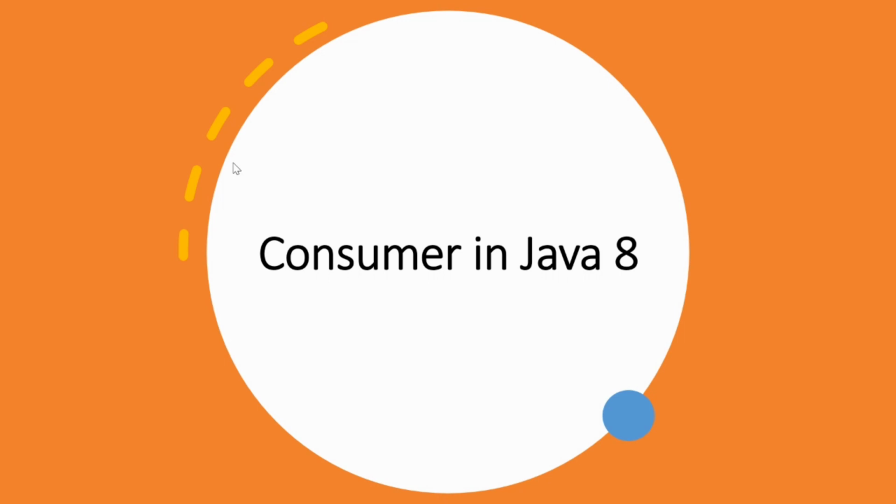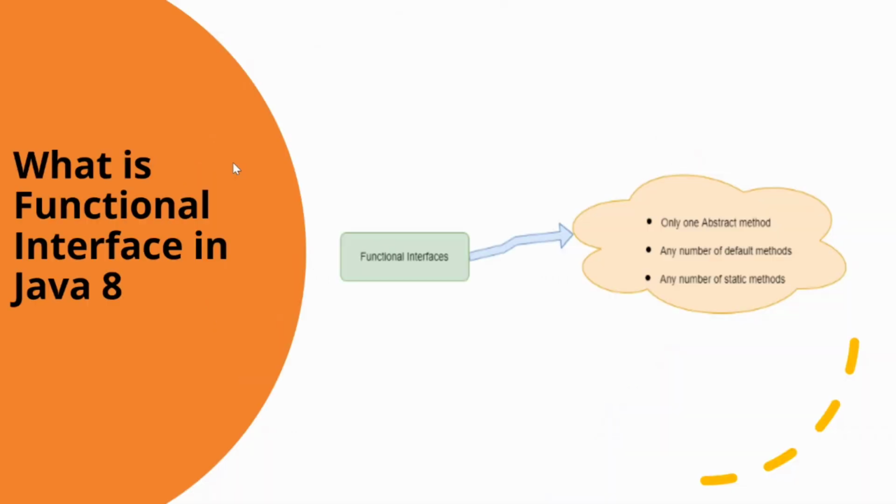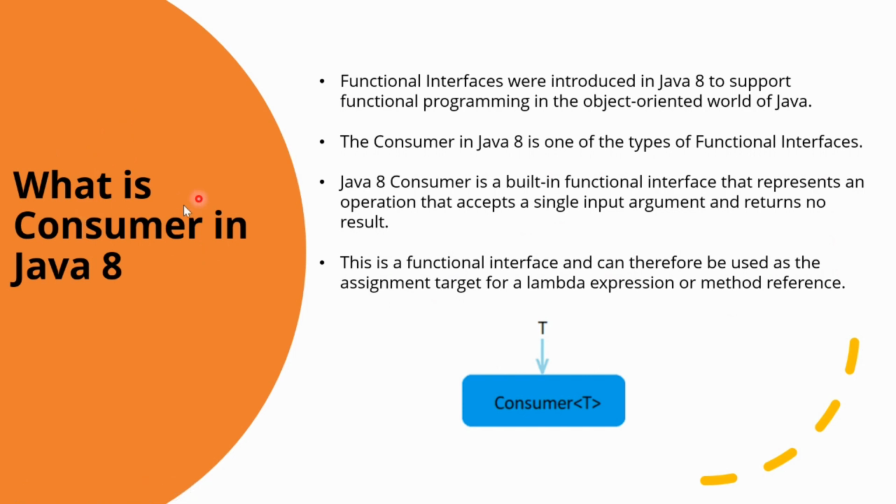So without any further delay, let's get started. The very first question is, what is functional interface in Java 8? So functional interface is the interface that has only one abstract method. Remember, it has only one abstract method, but it can have any number of default methods and any number of static methods. The next question that could be asked is, what is consumer in Java 8?